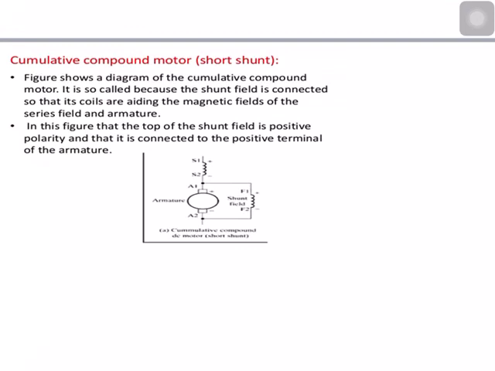The cumulative compound motor is the most common DC motor because it provides high starting torque and good speed regulation at high speeds. The shunt field is wired with similar polarity in parallel, so its magnetic field aids the series field and the armature field. So it is cumulative, and when the motor is connected in this way, it can start even with a large load and then operate smoothly when the load varies slightly.